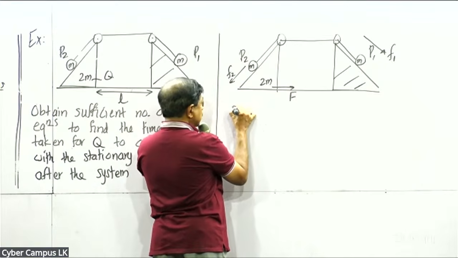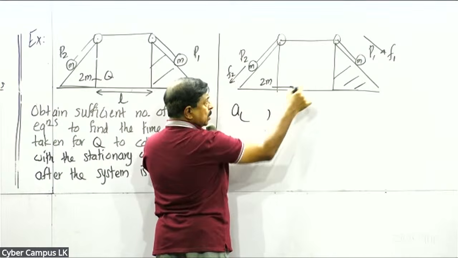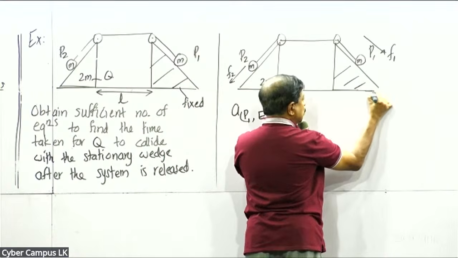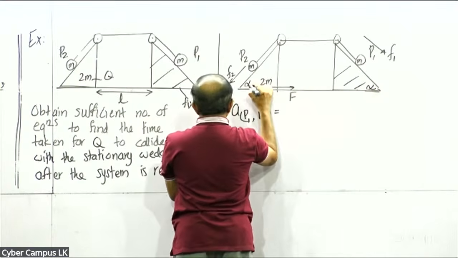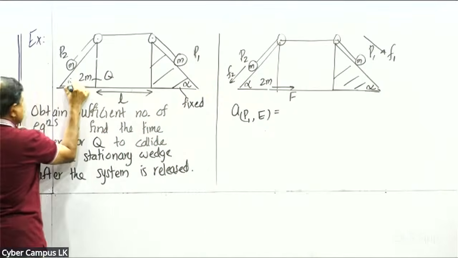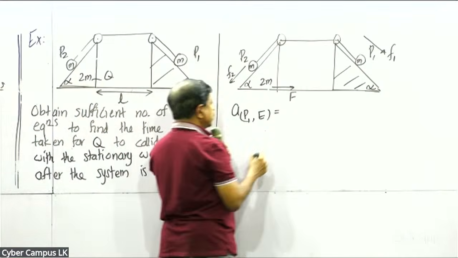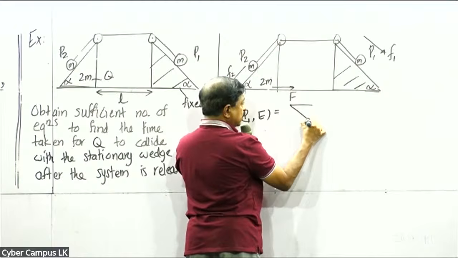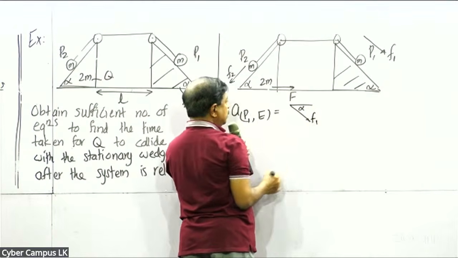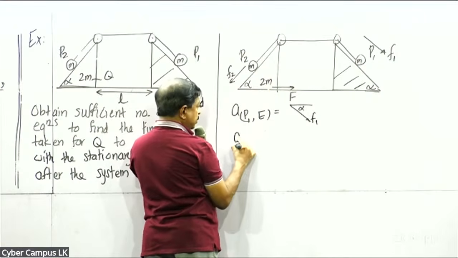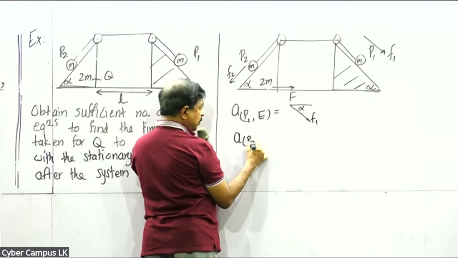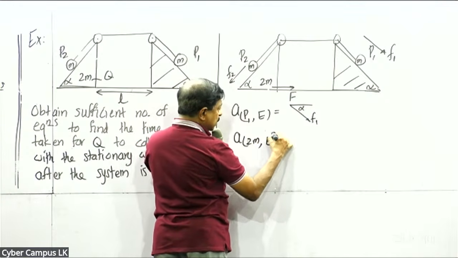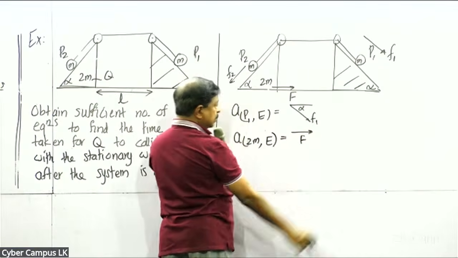Now, the acceleration of P1 related to the Earth is, this angle is alpha. I forgot to give that. They are two identical wedges. It is this. Again, if you take this, the acceleration of 2m related to the Earth is this.